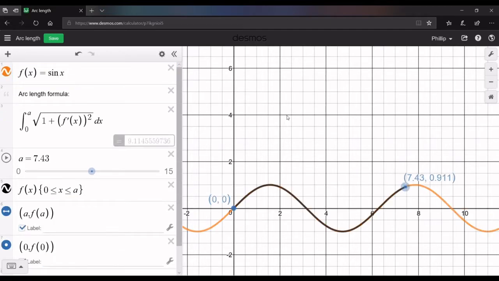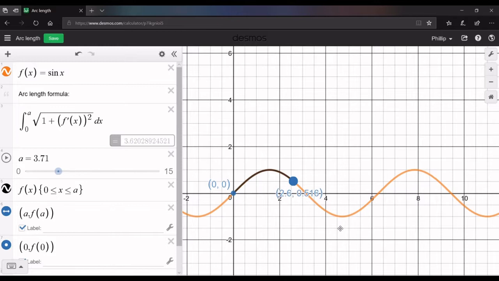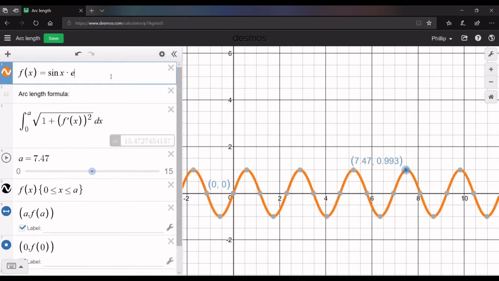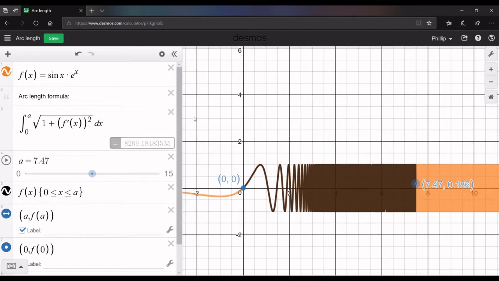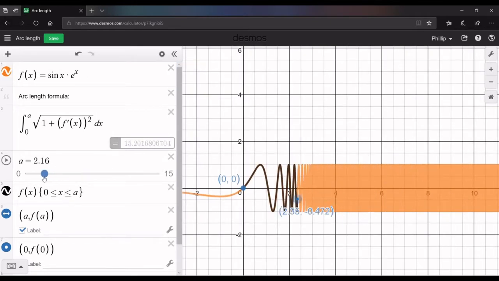So what we can do with this is we can look at some pretty neat functions and see some pretty exciting stuff.